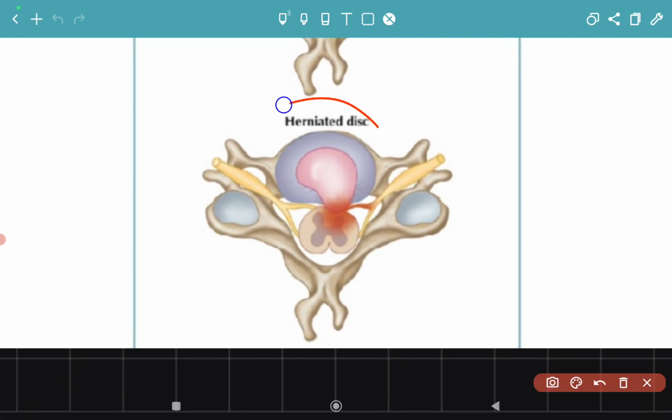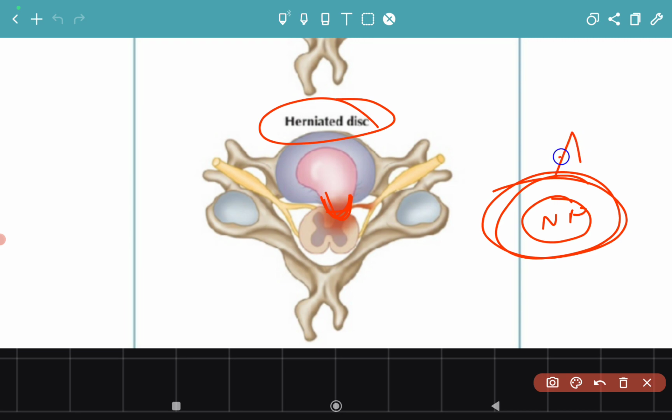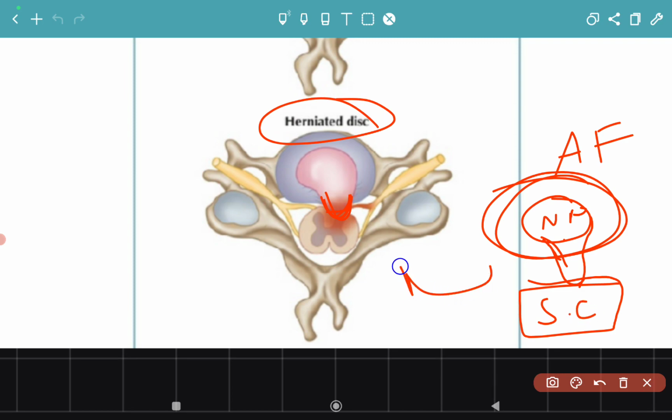Or there may be a herniated disc as shown over here. So there is herniation, where the part of the disc, the part of the nucleus pulposus we can see, is coming out. The annulus fibrosus may rupture. We saw that the central portion was nucleus pulposus, and surrounding this there was this annulus fibrosus. If this is ruptured and the gel content from the middle is coming out, it may cause tension on the spinal cord, which we can see happening over here.